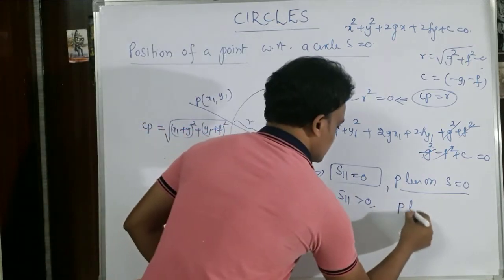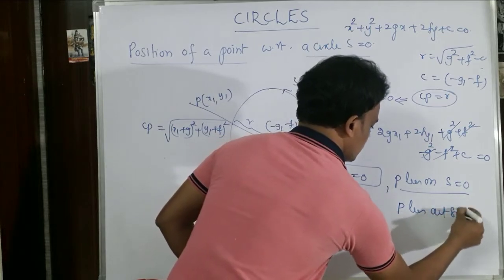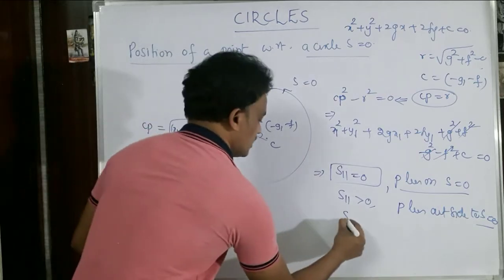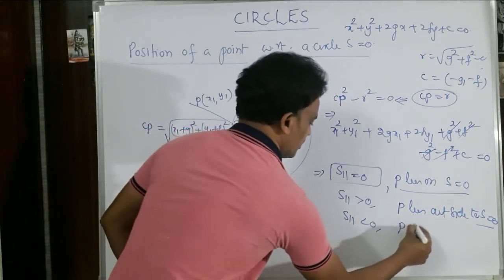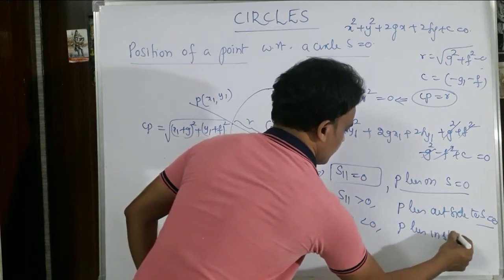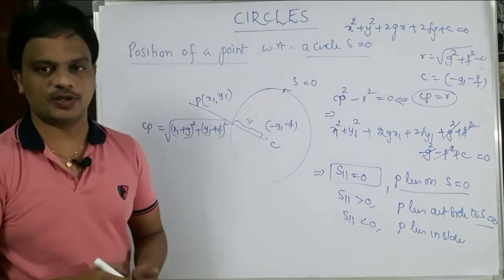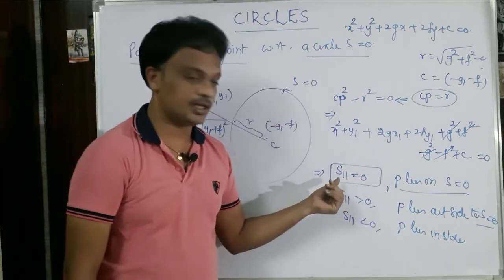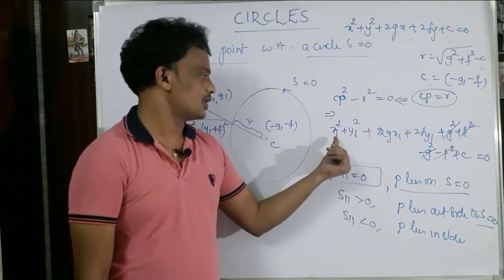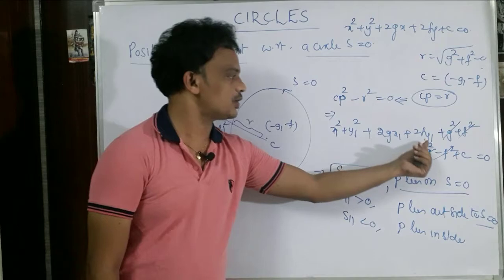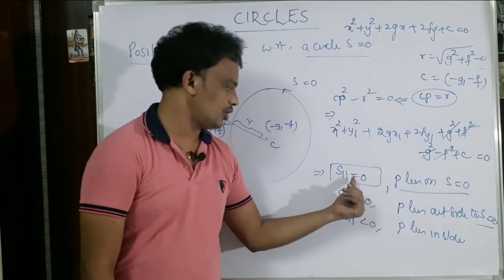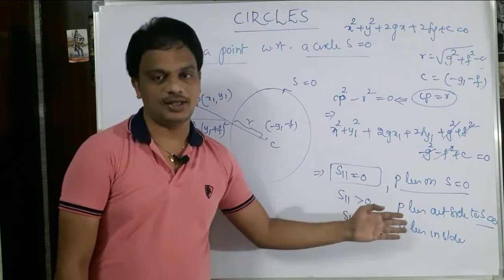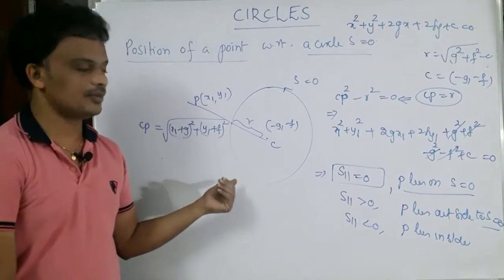That means P lies outside the circle. Similarly, if S11 is less than 0, then the point P lies inside. Like this we can find the position of a point with respect to a circle, depending on the value of S11, that is x1 square plus y1 square plus 2gx1 plus 2fy1 plus c: 0 means on the circle, greater than 0 outside the circle, less than 0 inside the circle. Students, make a note.